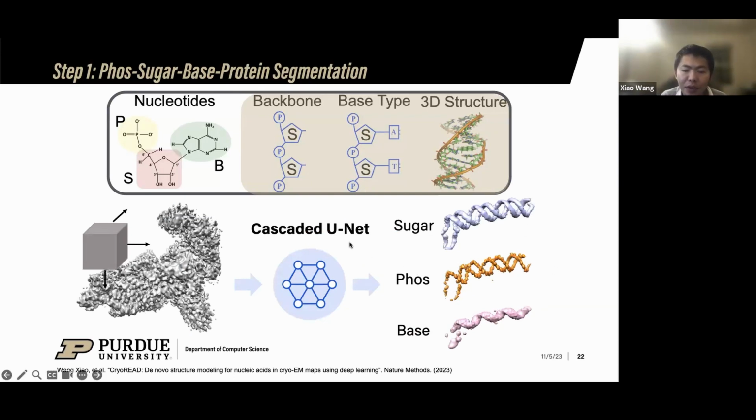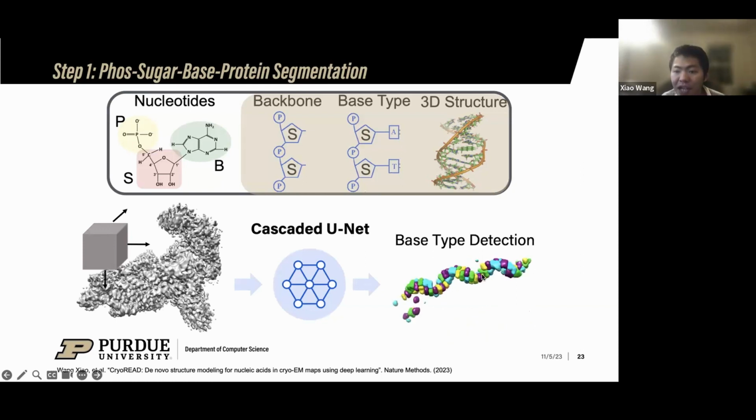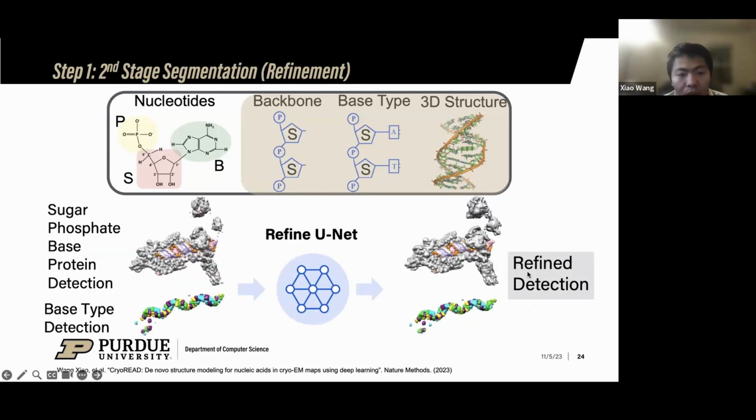So in short, after the processing of the cascaded unit, it will predict our segmentation of the sugar, phosphate, and base, as well as the base type detections in the base regions. After that is finished, we further train the refine unit, which takes the sugar, phosphate, base, protein, as well as base type detection probabilities as input, and further refines the probabilities to give the final outputs. The basic idea is that we take the neighboring probability predictions as input, to use the neighboring information to help us refine the predictions.